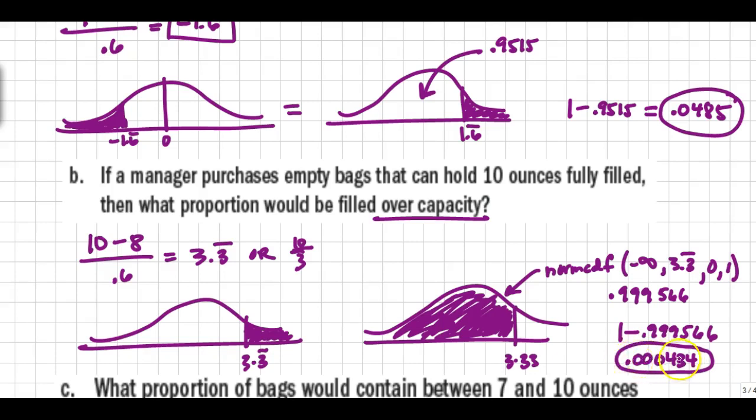It's super small, because anything above 3 standard deviations above the mean, there's very little wiggle room there in our graph. Most of the data is between -3 and 3 standard deviations. So if we're 3 1/3 above the mean, we're well above it, and there's going to be very few possibilities there.